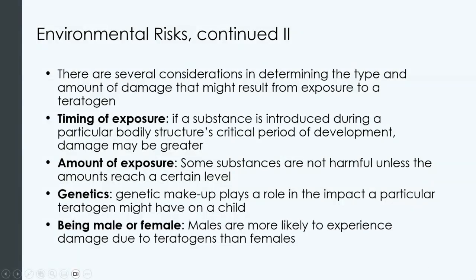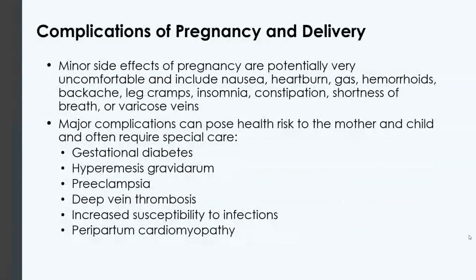So, males, believe it or not, are actually more likely to be vulnerable to damage from teratogenic agents than females. Females are considered the hardier gene code. So I don't know if you knew that. I think that's pretty cool. As far as complications, there's many things that can happen during pregnancy.